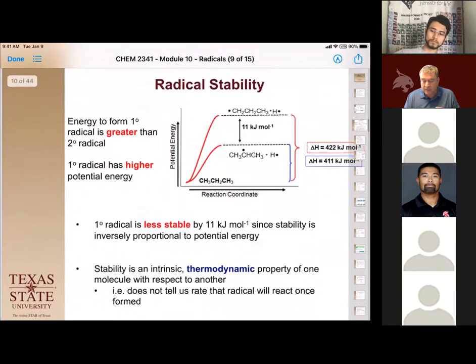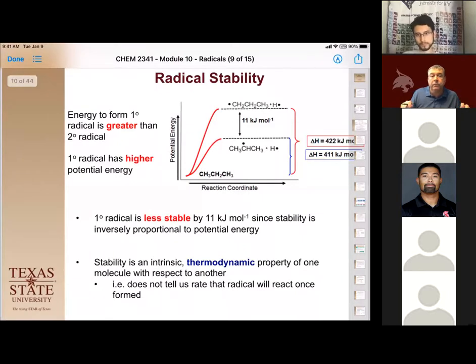Okay, so the energy formed from that primary radical is greater than the secondary radical. So that means the primary radical has that higher potential energy, it's less stable, and it tends to be more reactive. However, if you have a reaction mixture, which product is more likely to form at a specific temperature? Because it takes less energy to generate this one right here, you're going to have a higher number of those radicals being formed, because less molecules had to have less heat to get to that first radical step.